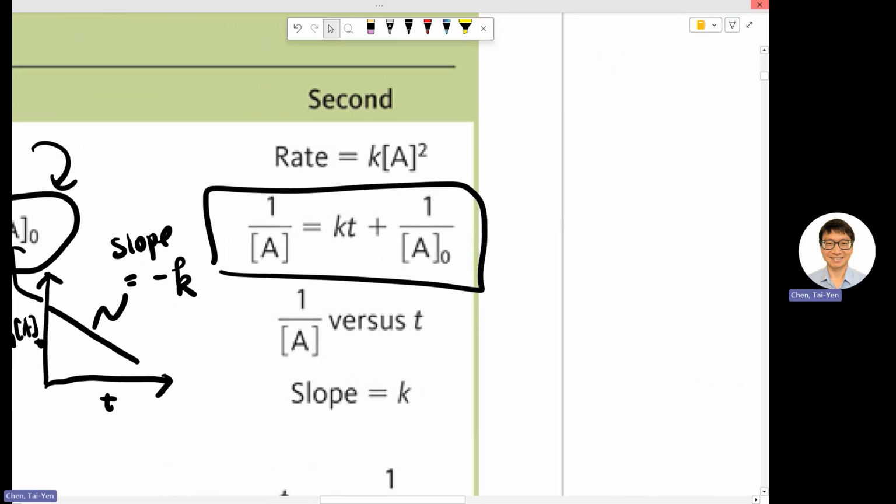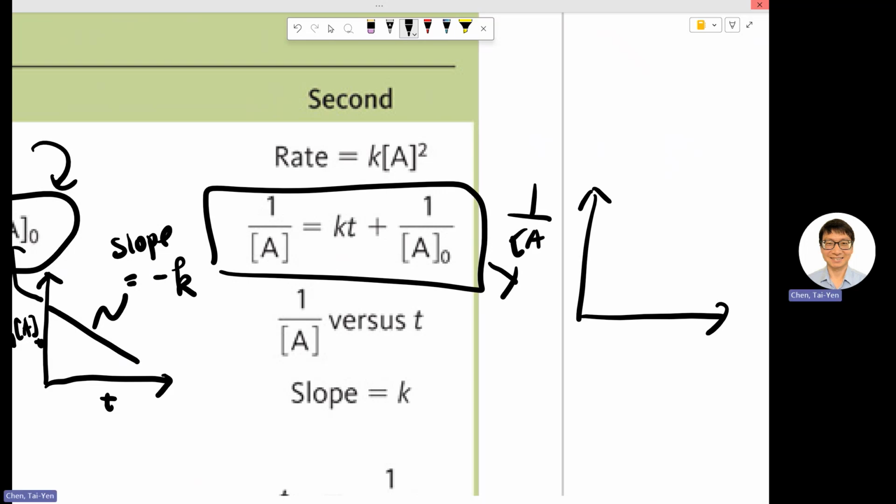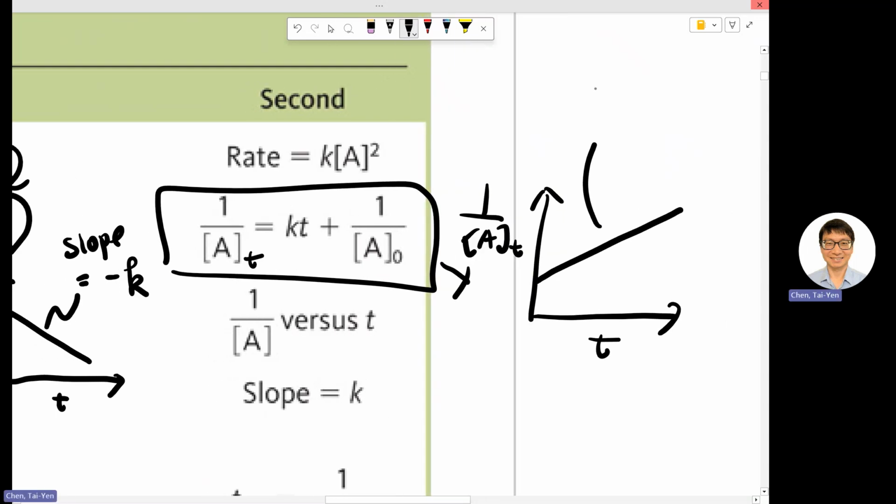Very last one, second order. The differential rate law: rate equals K times A concentration raised to the second power, right? For these, you need to plot what? 1 over A as a function of time, where the slope will give you K. The intercept will give you 1 over A0.